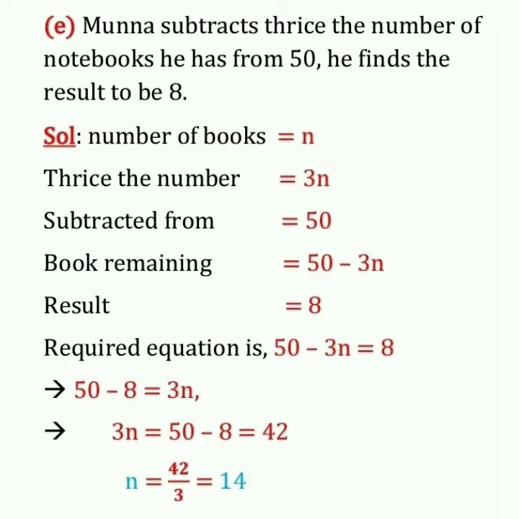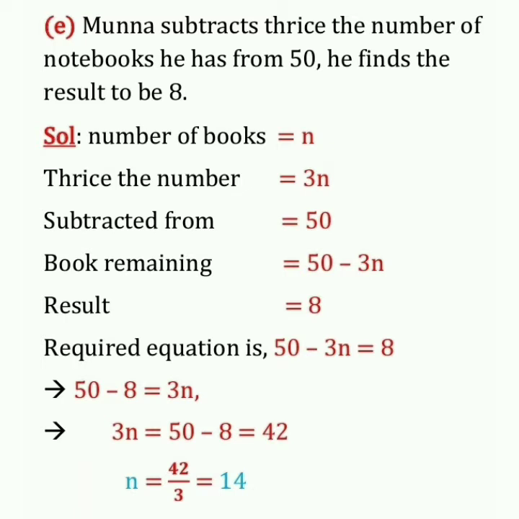Munna subtracts thrice the number of notebooks he has from 50. He finds the result to be 8. Now solution. Suppose the number of books Munna has is equal to n. Thrice the number is equal to 3n. Subtracted from 50, books remaining is equal to 50 minus 3n. And the result is 8. So the required equation is 50 minus 3n is equal to 8.